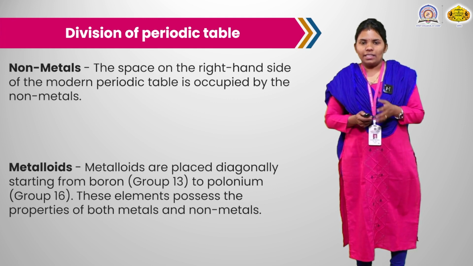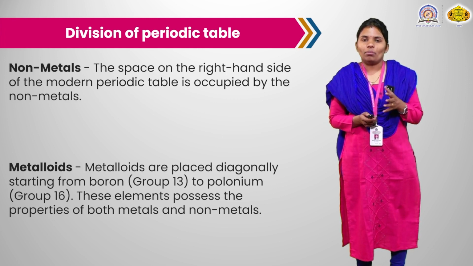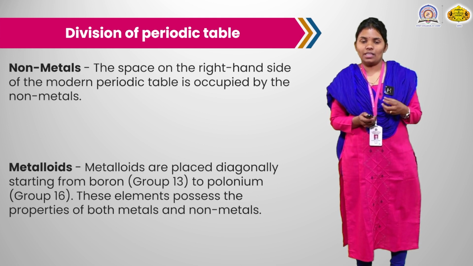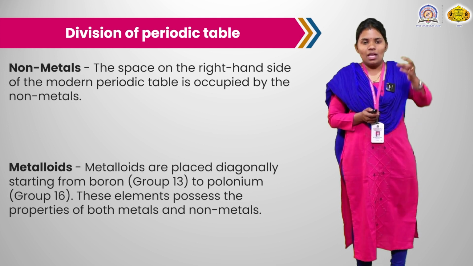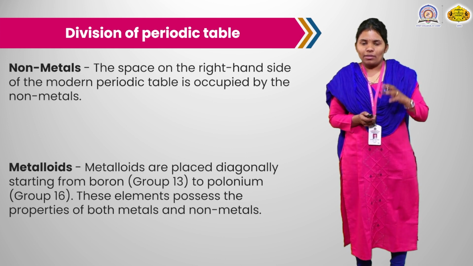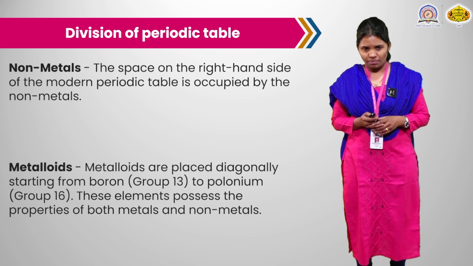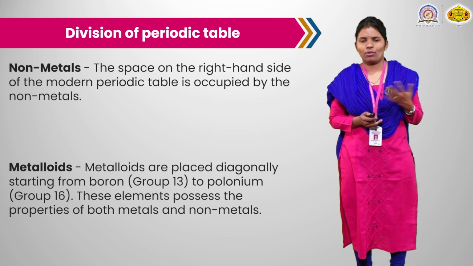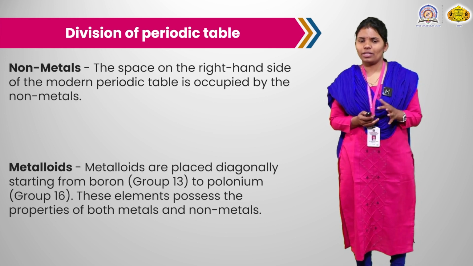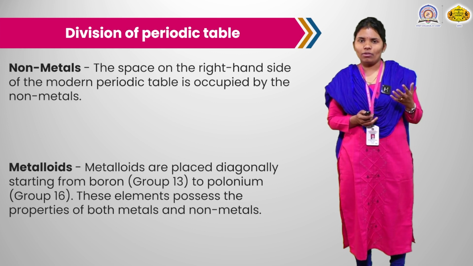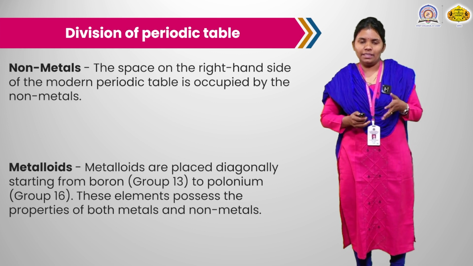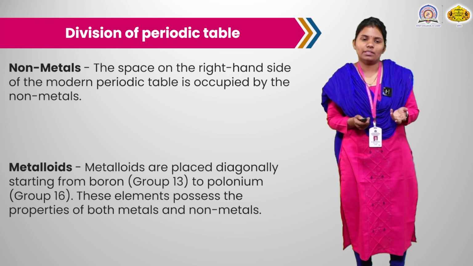To the right-hand side of the modern periodic table, there are non-metals, that is boron, carbon, nitrogen, oxygen. These are the non-metals. Metalloids are placed diagonally from boron to polonium. They show the properties of both metals and non-metals, and are known as the metalloids. In the boron family, aluminium, gallium, indium, thallium, these are the metals.